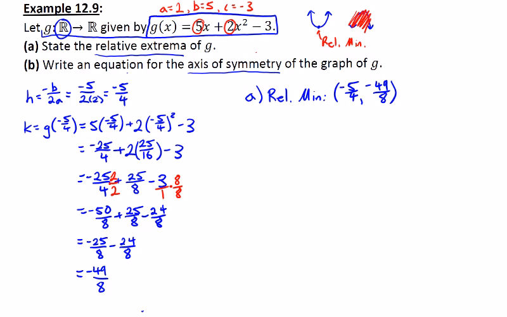And since the axis of symmetry is always the vertical line that passes through the vertex, we already know the equation for that as well. That is going to be: axis of symmetry is x equals negative 5/4. And that completes example 12.9.